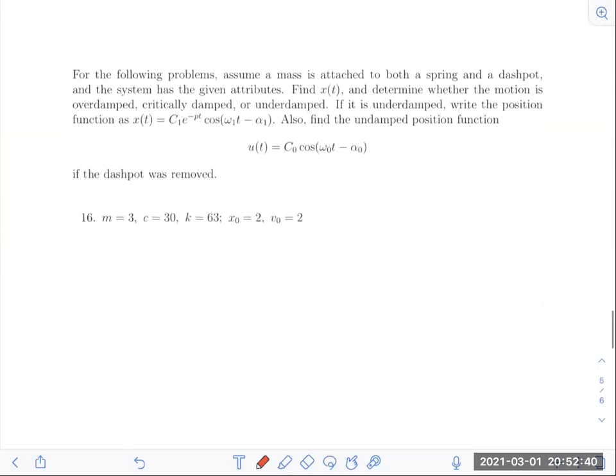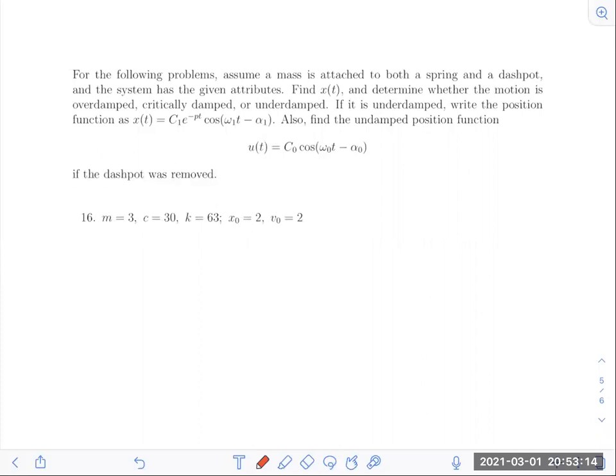All right, so moving on to our last example here, number 16, says for the following problems, assume a mass is attached to both a spring and a dash pot, and the system has the given attributes. Find x of t and determine whether the motion is overdamped, critically damped, or underdamped. If it's underdamped, write the position function as that reduced single cosine function. Also find the undamped position function if the dash pot was removed.